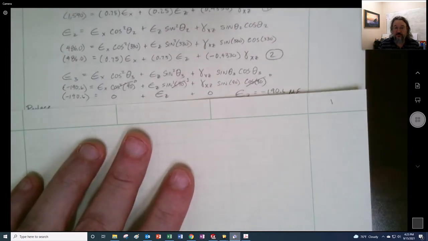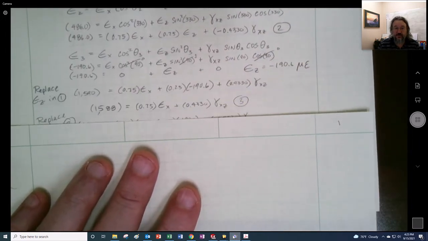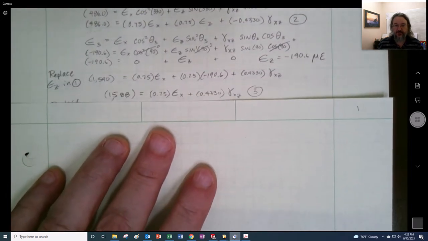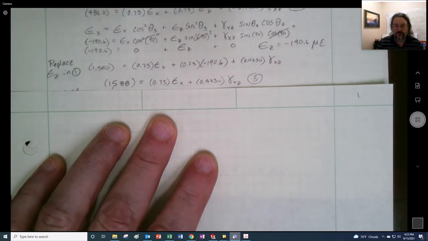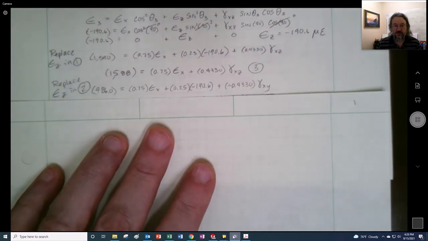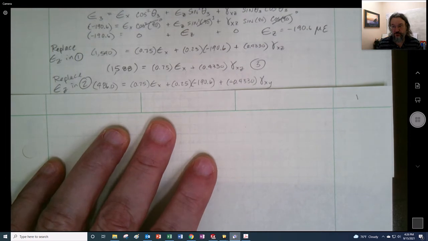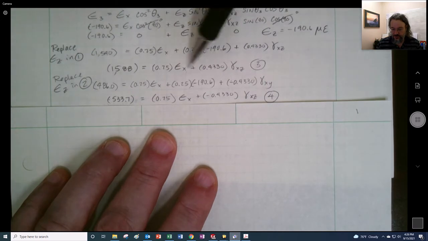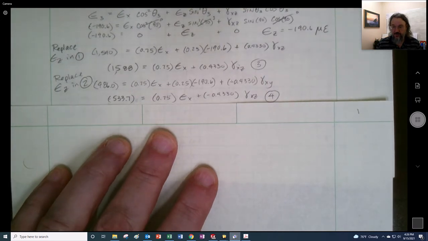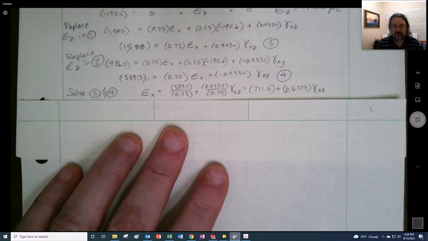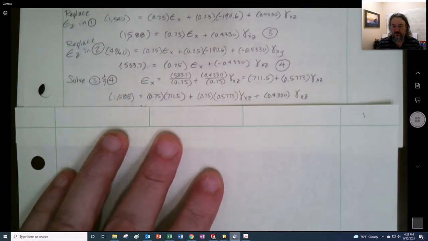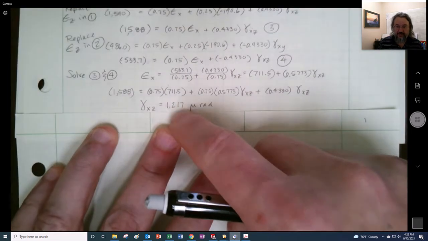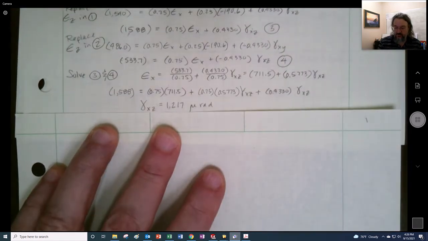Alright, so now we're able to replace that into equation 1 that I had up above, and come up with what I'll call equation 3 with 2 unknowns. And then we do the same thing for equation 2, what we had before, and we plug it in. And now we have 2 equations and 2 unknowns. And so we can solve for epsilon x and gamma xz. So just a little bit of algebra going on there until we can find my gamma xz, which is going to be this in microradians.